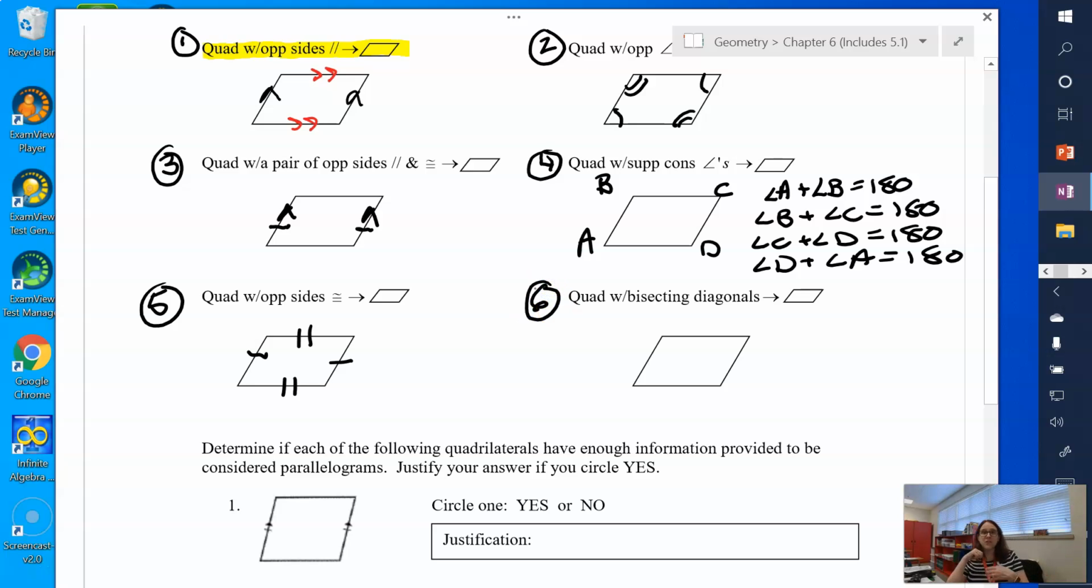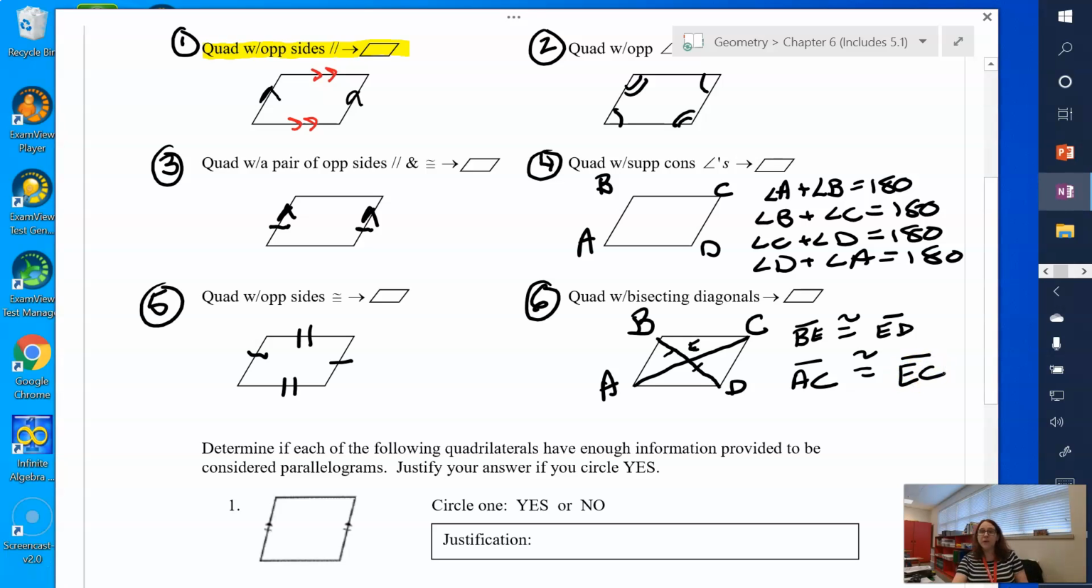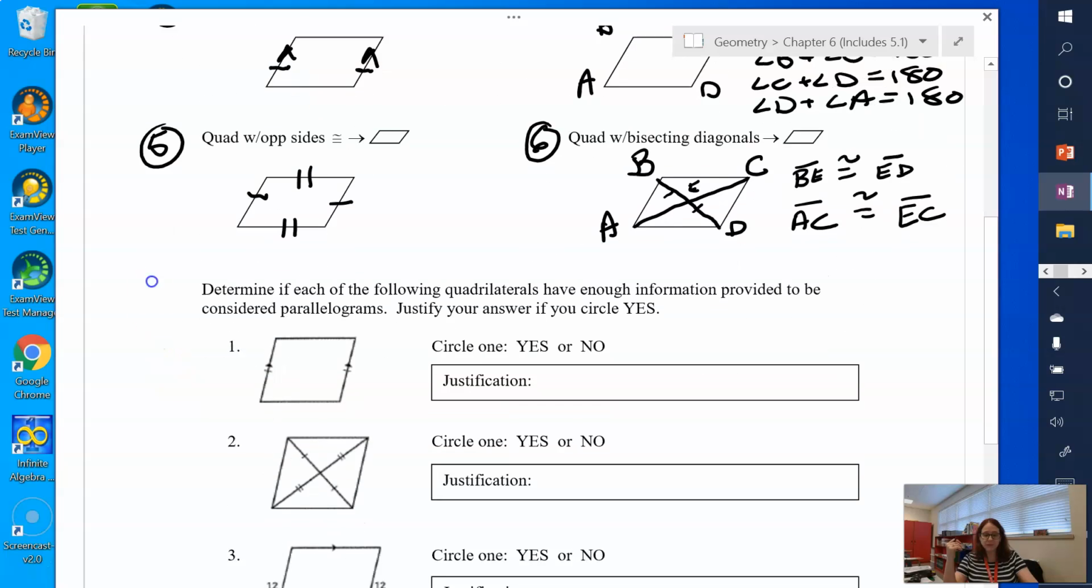The last one refers to the diagonals, and this one says that if those diagonals bisect each other, you've got a parallelogram. I'm going to put a little point here, E. So if it just so happens that line segment BE is congruent to line segment ED, and line segment AC is congruent to line segment EC, you've got a parallelogram.